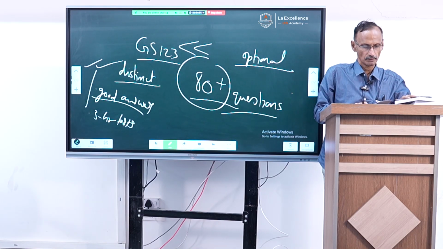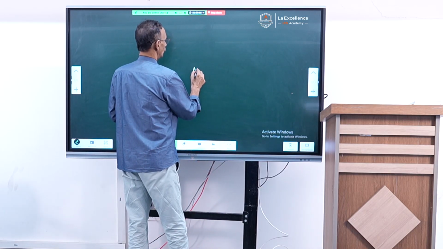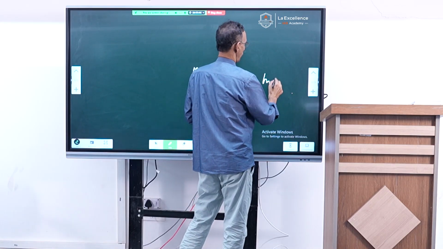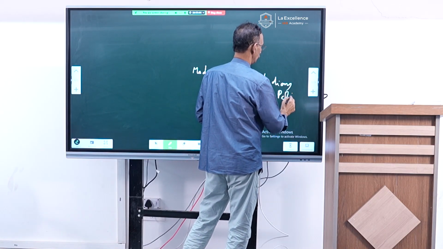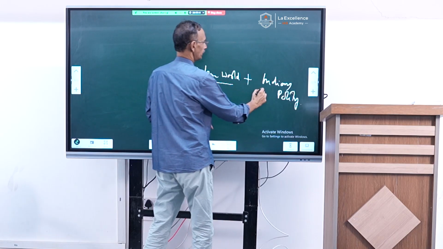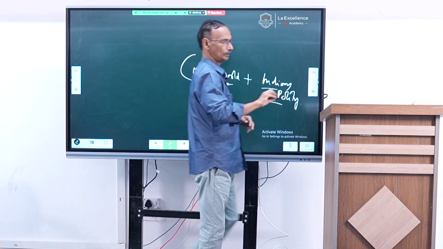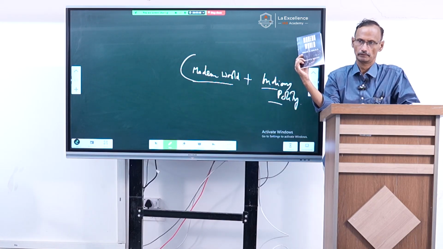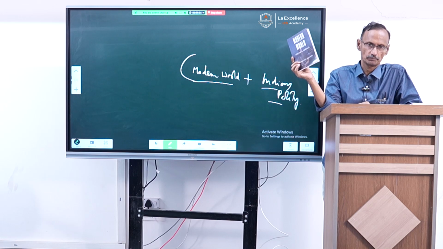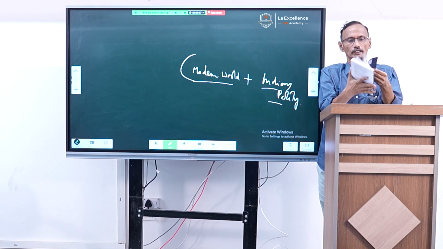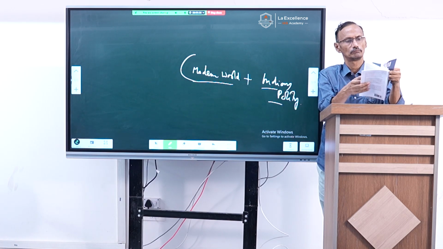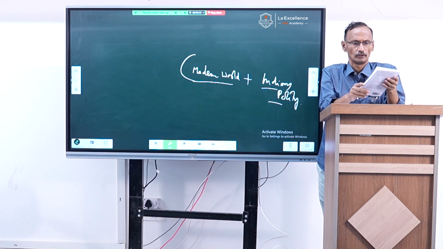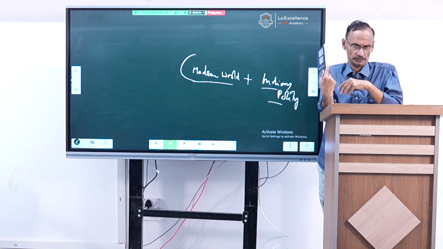So I start with modern world plus Indian polity. Modern world in one class and Indian polity in another class, like this. And I wrote a book exclusively on modern world. This is a good book even from a GS point of view. It covers from the Industrial Revolution to decolonization and the end of the Cold War. I feel students should have a background in this.